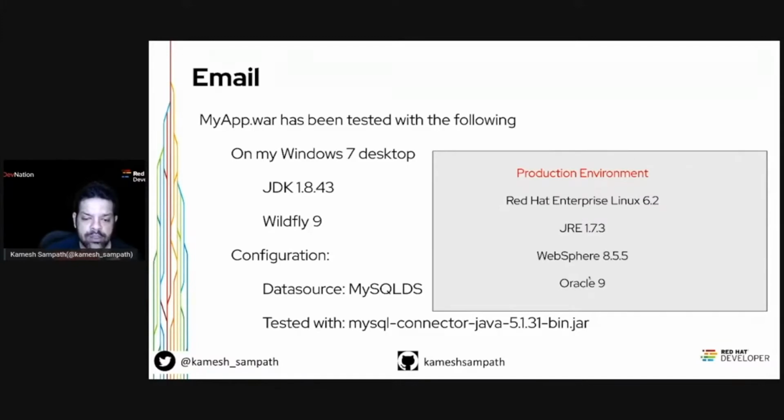And then I go and throw this over to my production ops guy, and the ops guy is going to deploy this in a production environment, which is going to be totally different, right? If you imagine the box on the right side, it's going to be on Red Hat Enterprise Linux, JRE 7, WebSphere 8, and Oracle 9. Boom, you're gone, right? A lot of things will fail, a lot of things will not work as expected. There might be issues, there might be bugs, right?